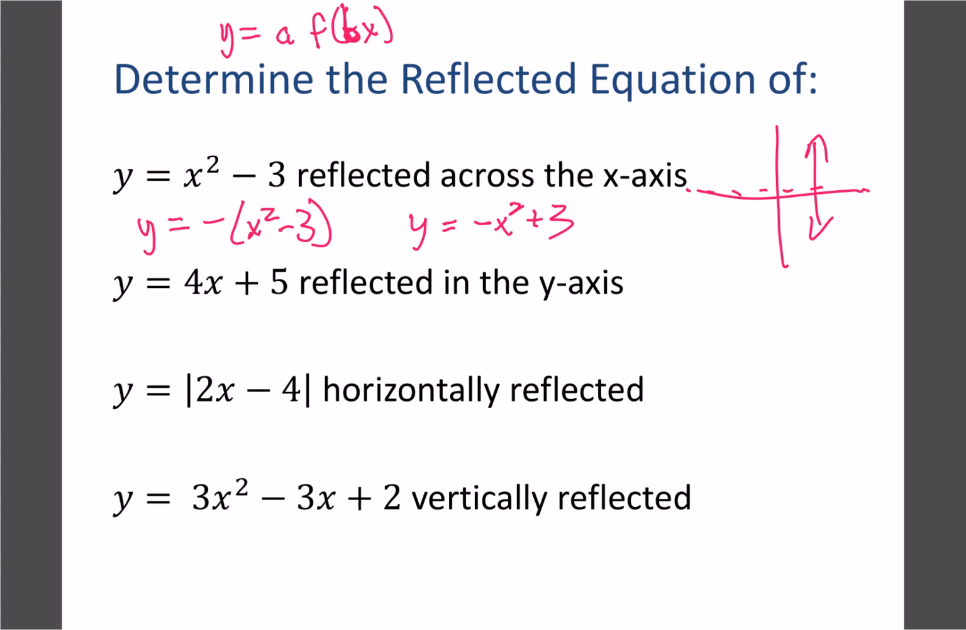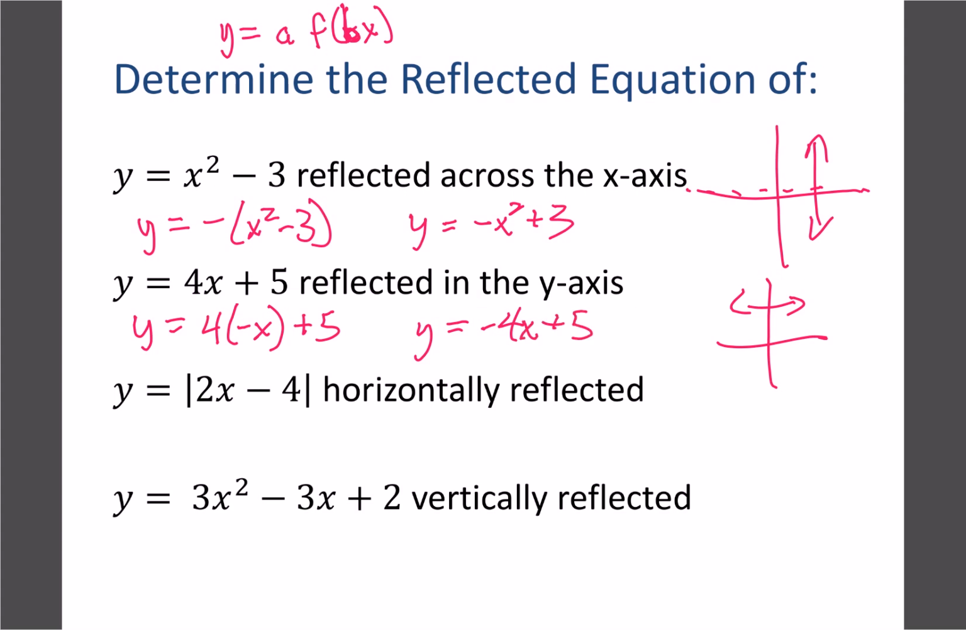Okay. The next one you can see is reflected in the y-axis. So that's going to be a horizontal reflection. So for this one, put the negative value just with the x, just where the b value would be. So if you just put a negative x in brackets, that's the simplest way to solve that one. And then when we FOIL that one out, you can see our equation would be negative 4x plus 5. And in any of these cases, you can always graph the original, graph the new one, and you'll see that they are horizontal or vertical reflections.